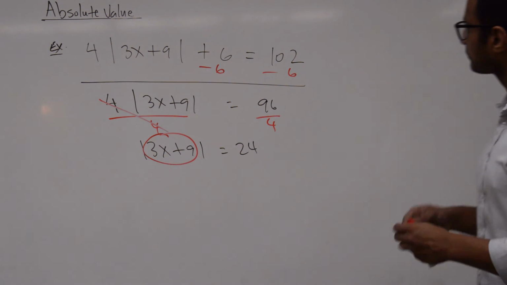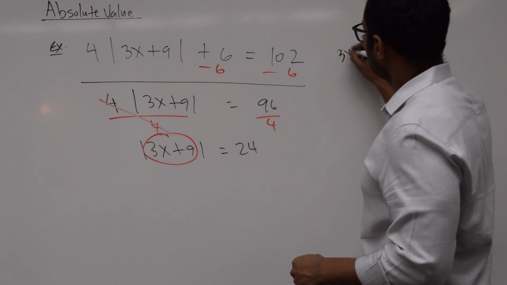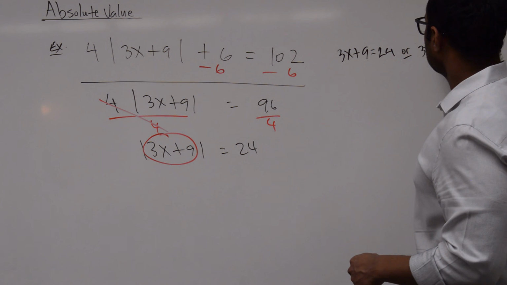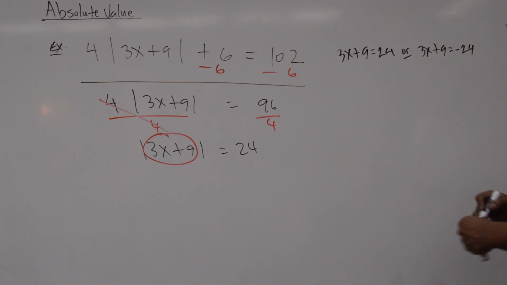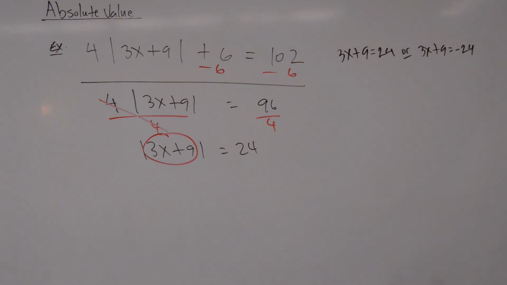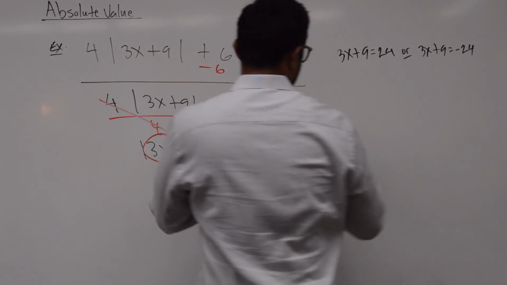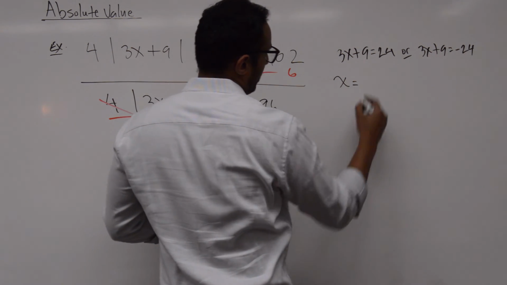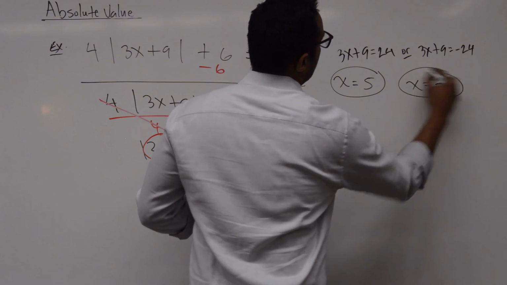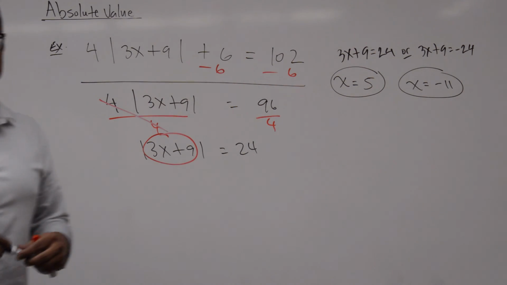So you want to find out for which values of x that expression is equal to 24 and equal to negative 24. Okay, so we're going to say that 3x plus 9 equals 24, or 3x plus 9 equals negative 24. You want to find the values of x that make this expression equal to 24 or negative 24. Okay, so you guys can solve that. Here, you're going to get x equals 5. And here, you're going to get x equals negative 11.